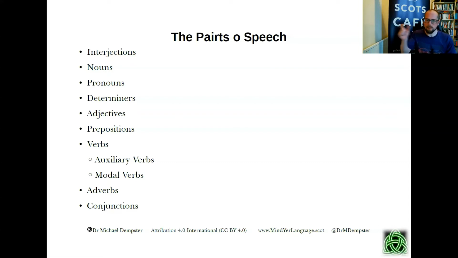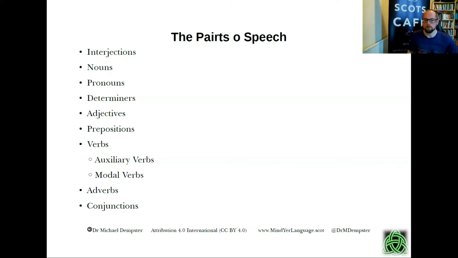Prepositions relate time, space, and idea. So, put the football in the bag. In is a preposition, so it tells you where it's going. I'm going out the door. Out would be the preposition in that. So we'll have a look at that.